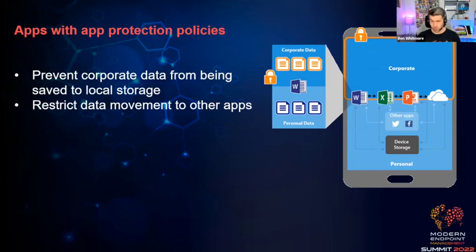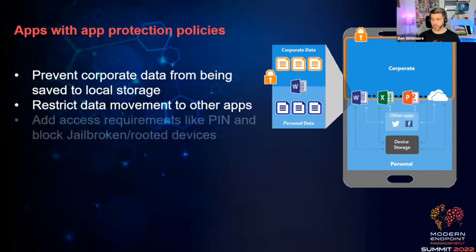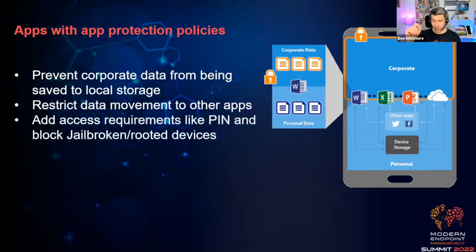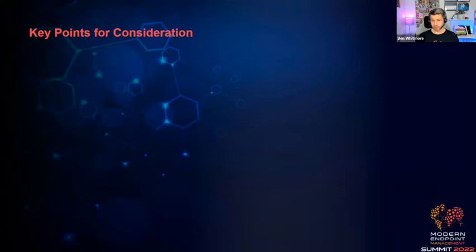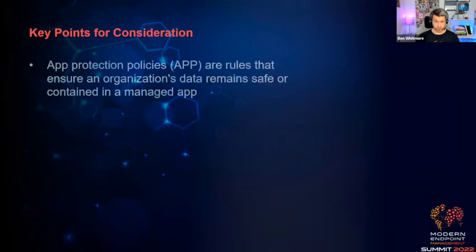Okay, we don't want that control and that visibility on a user's personal device, but we do want control over corporate data. And with an app protection policy, we can actually say you cannot access corporate data if you have a jailbroken device. Okay, so we can do some really cool stuff with conditional launch. If the user's account is disabled, we can wipe corporate data. If their device is offline for a certain period of time, we can block access to corporate data, okay, without having control of their personal device.